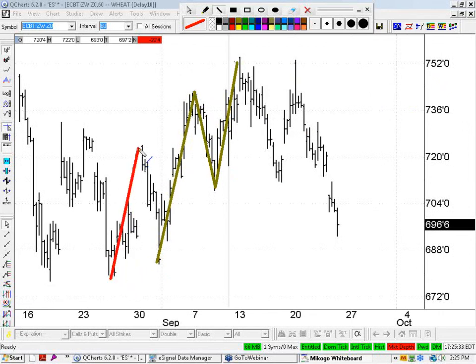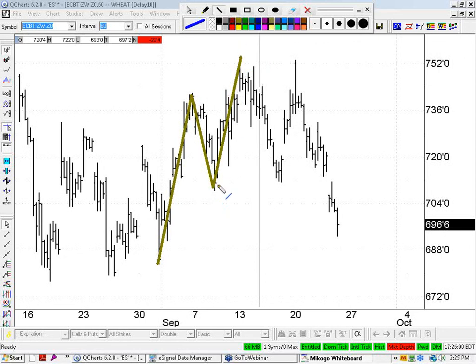This green pattern came after this red pattern. This is shallower than this first one. Yes, it's not that shallow. It's still more than 50%, but technically it's still shallower. You don't want this to happen. Okay? So after this green pattern, as shown here, don't do anything.